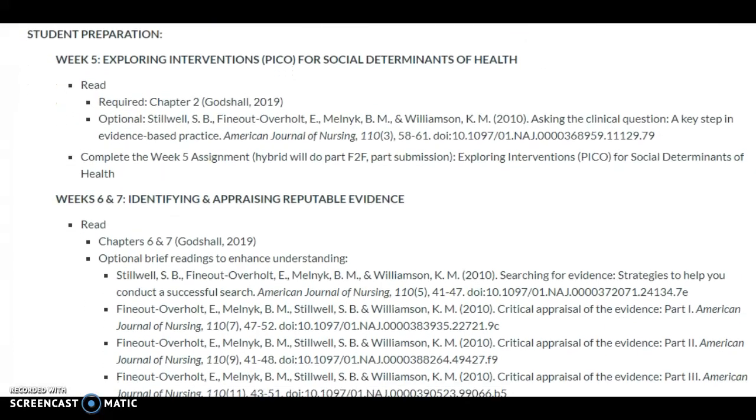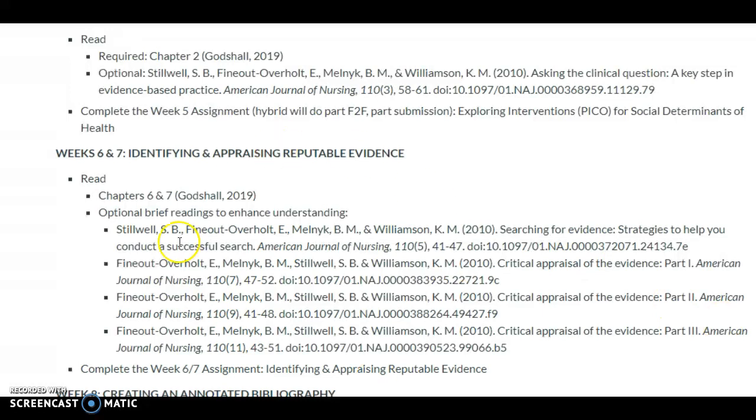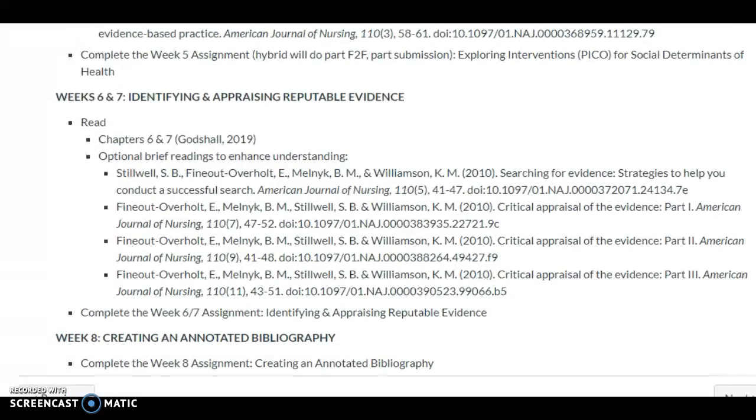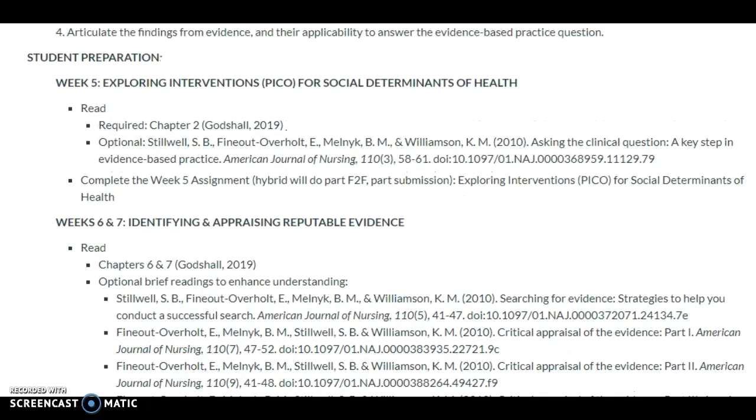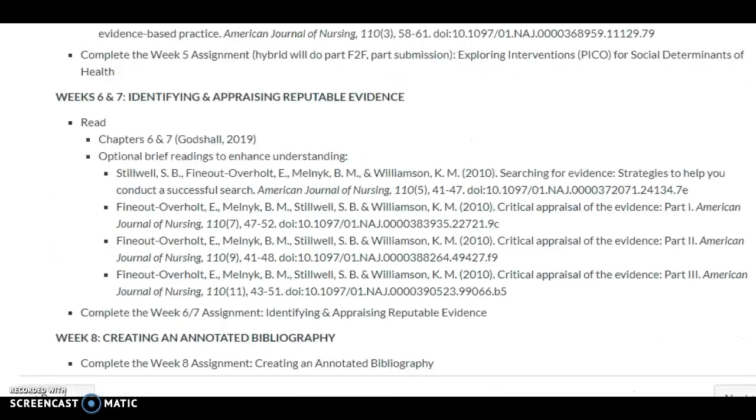You'll notice that there's a little bit more reading done throughout this unit, especially in weeks 6 and 7, as well as some application into an annotated bibliography. Because each of these assignments does take quite a bit of time and is not quite as straightforward as the quizzes you did during Unit 1, there will be a separate video embedded in each of these weeks. So please look in the week 5, week 6 and 7, and week 8 assignment pages for separate videos there.